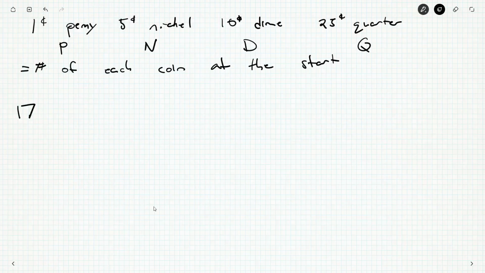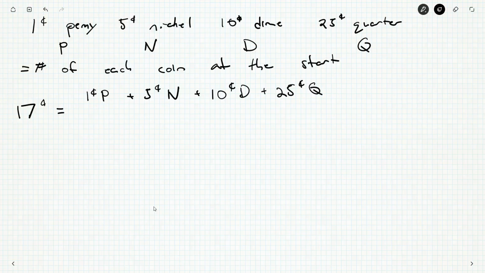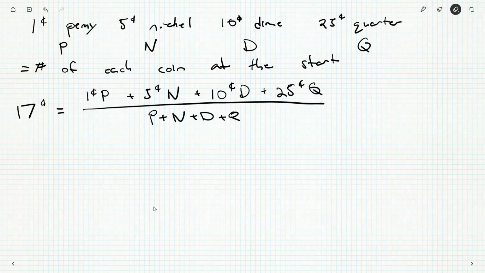So we know that 17 cents is the average of all these. Well, how many pennies do we have? We have P pennies, and we get 1 cent per penny, 5 cents per nickel, 10 cents per dime, and 25 cents per quarter, and we average that out with P plus N plus D plus Q, the total number of all of these.